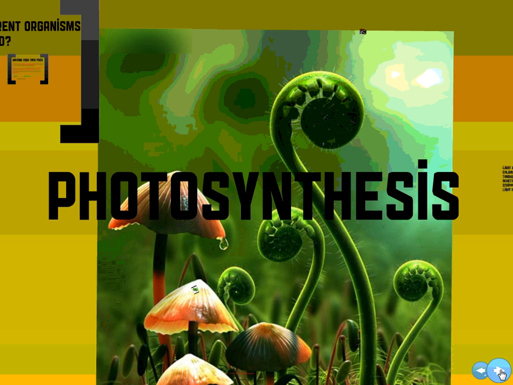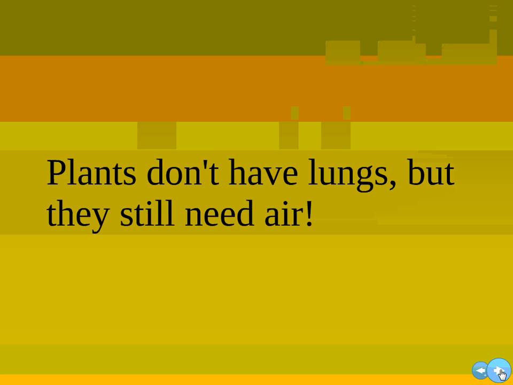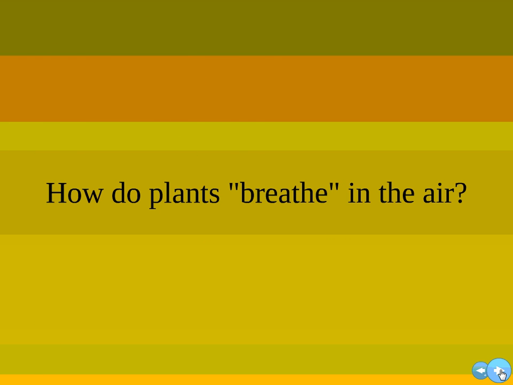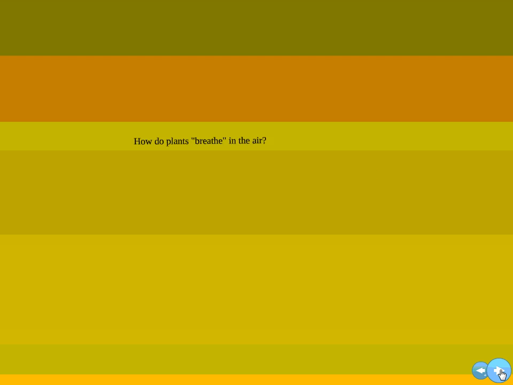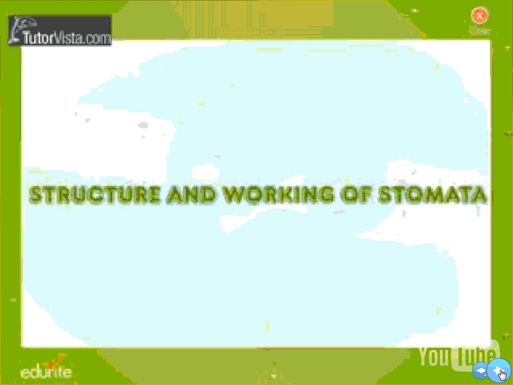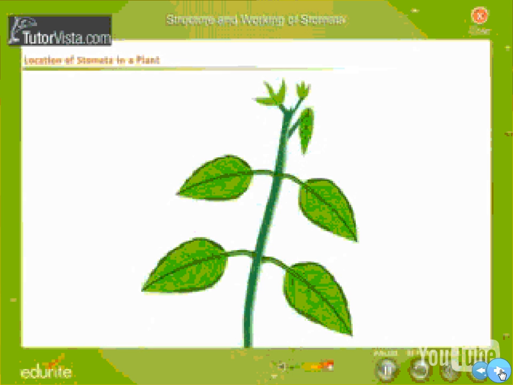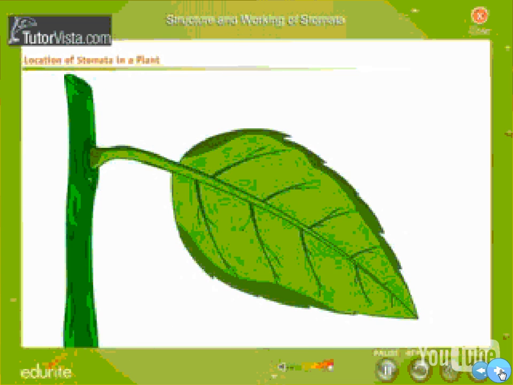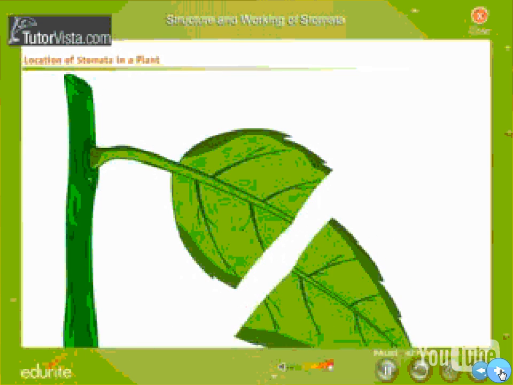So, starting off, photosynthesis. Now, plants don't have lungs, but they still need air. So, where do they get this air from? How do plants breathe in the air? Structure and working of stomata. In plants, most photosynthesis takes place in the leaf. Let us observe a leaf section to understand the location of stomata.